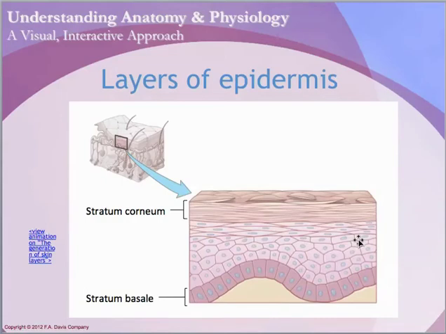Some different layers of the epidermis. Now we're talking about just that upper layer, just that small little layer of epidermis. There's a couple of different layers happening here. We have the stratum corneum and the stratum basale. So what happens here is that we get new cells being formed down here at the bottom, and they push their way up here. Once they get here, really, they're dead, and they're just waiting to be sloughed off.